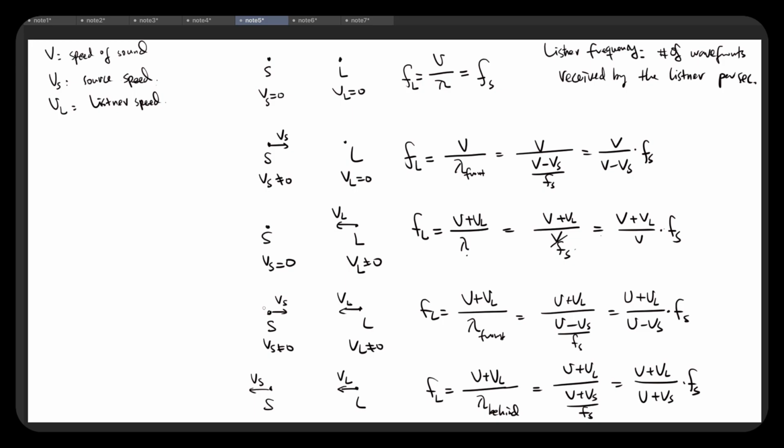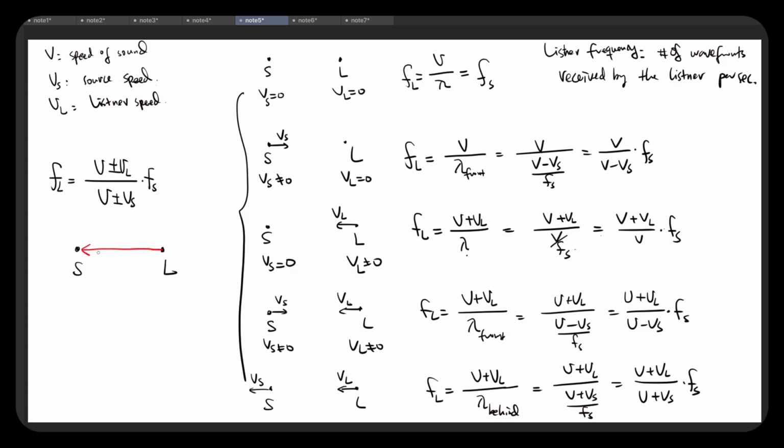Okay, so all these situations can actually be summarized by this equation. The frequency the listener hears is equal to (V plus or minus VL) over (V plus or minus Vs) times Fs. When I say plus or minus sign, it means we need to pick a sign when we do the calculation. And here's how you pick the sign. Let's say that's the source and that's the listener. Now I'm going to draw a reference direction. The reference direction is pointing from listener to source, and this direction is defined as the positive direction. Again, it's from listener to the source.